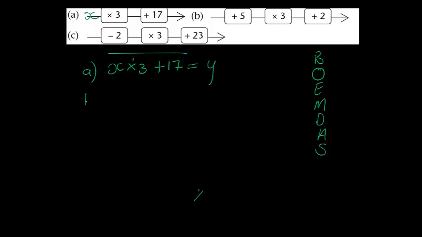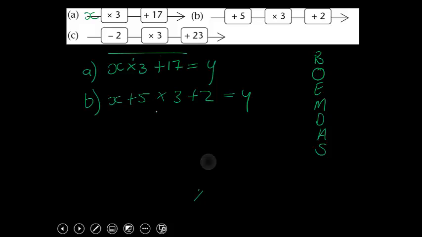Okay, let's look at B. B says x plus 5 times 3 plus 2 equals y. And order of operations, if I did BODMAS, then I would have to do multiplication first. So in order to make this correct according to what they are asking me to do, I'm going to put my addition in brackets. x plus 5 in brackets multiplied by 3 and then plus 2. So this is the reason why we put brackets there, because of BODMAS.